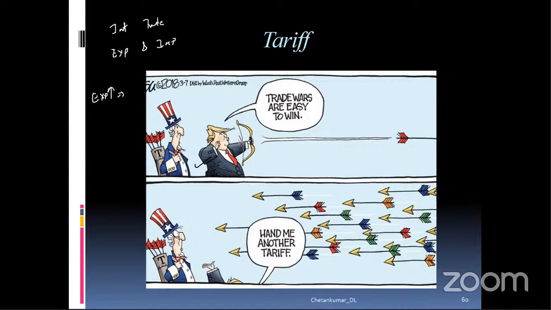If you do more exports, you get more income, and your country is going to benefit. Income is going to come to the country. If you are doing more imports, it means that you are losing income. Money is going out of your country.